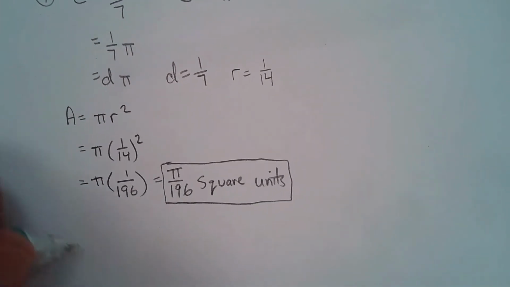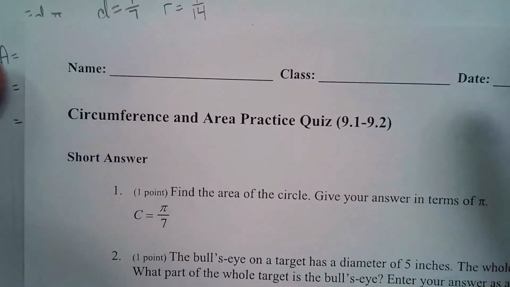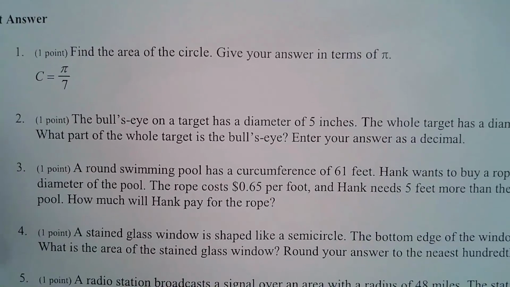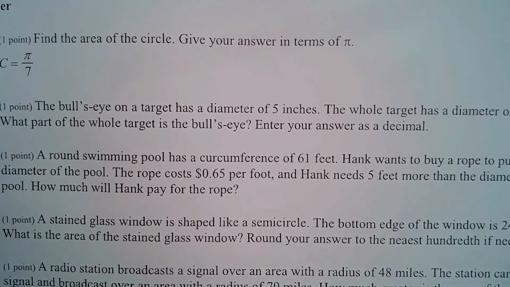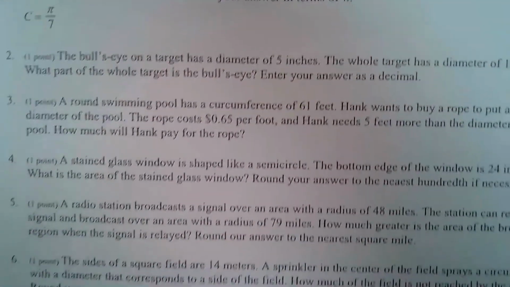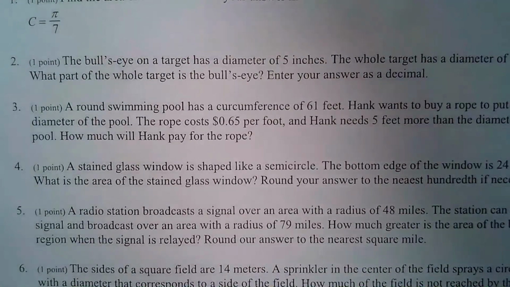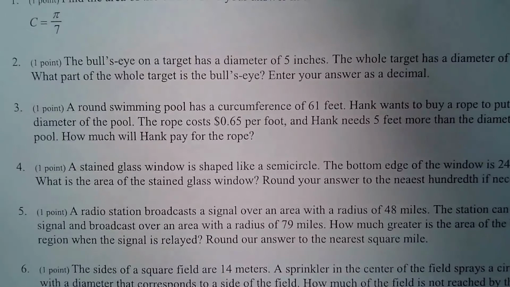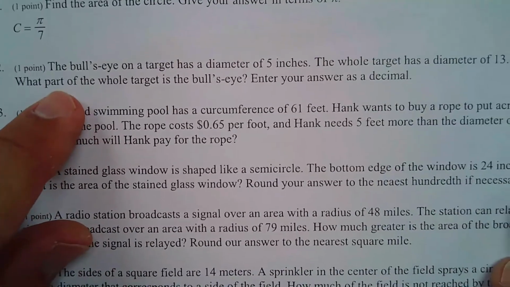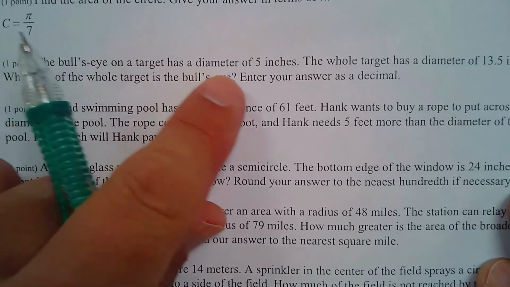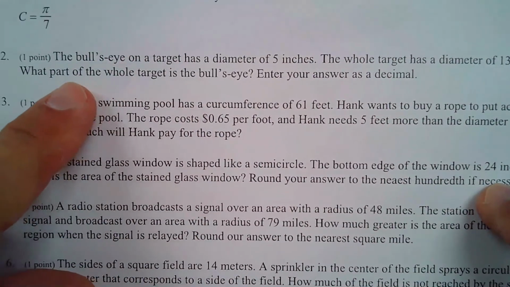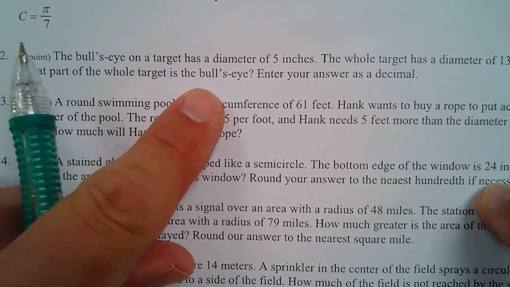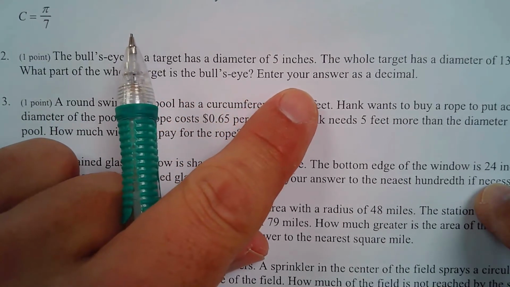Number 2. All right, number 2 over here. And let's take a look. Now I have to refocus. The bullseye on a target has a diameter of 5 inches. The whole target has a diameter of 13.5 inches. What part of the whole target is the bullseye? Enter your answer as a decimal.